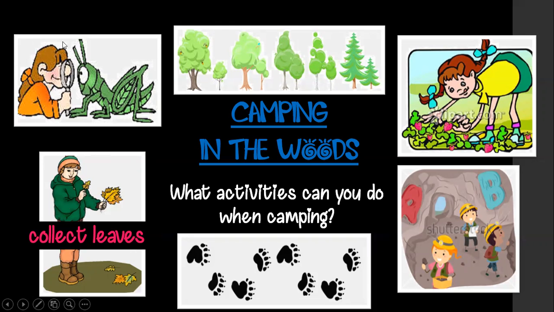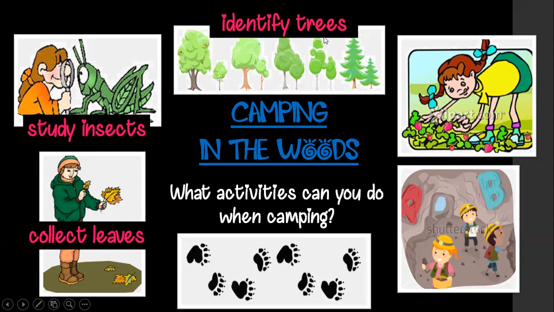What else? Look here, in this picture, the girl is observing this insect. But what is the expression here? Study insects. In this picture, you can see different types of trees. But in this case, you must know that each one has a different name. So here we have identify trees. Good.